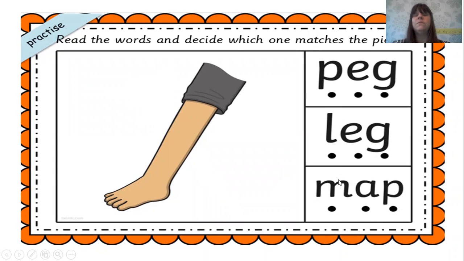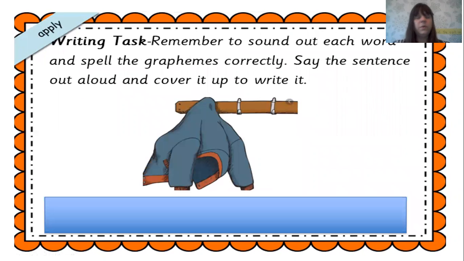Let's just go on to the last one first. This one has an at the beginning of the word. Does leg begin with that? No. So it's got to be this one. Let's sound it out just to double check. Leg, leg. Oh, excellent. You are superstars. So now you're going to go on to your writing.